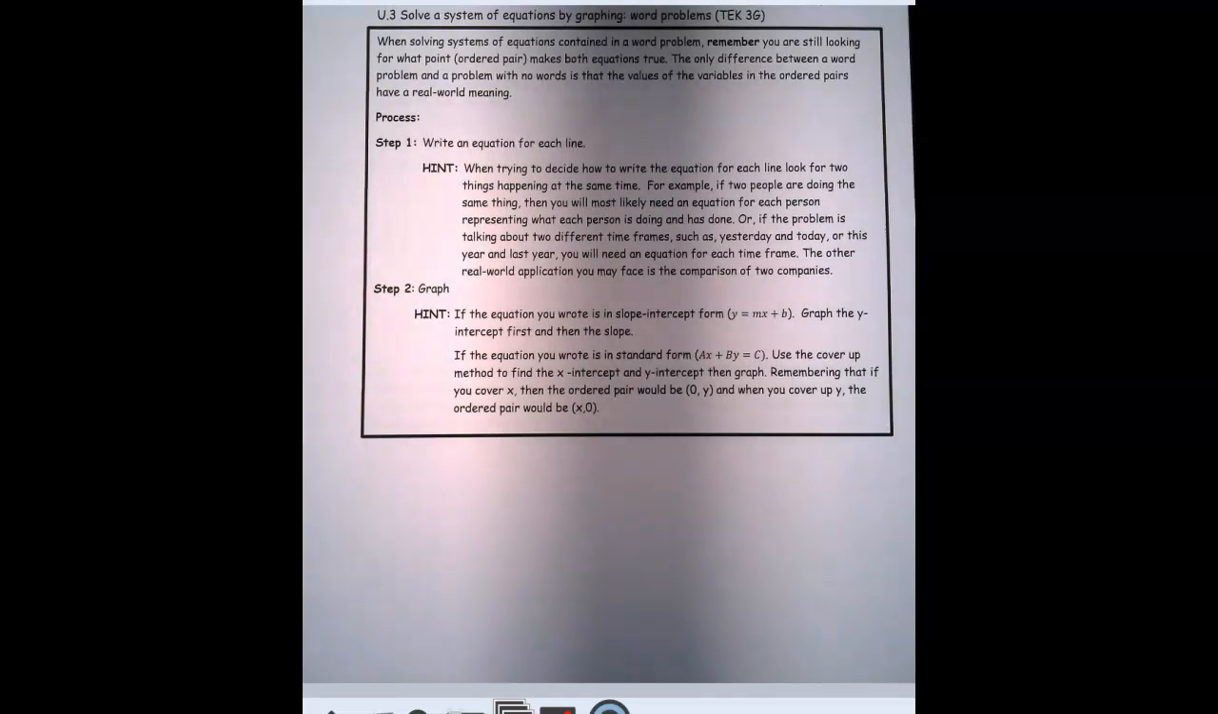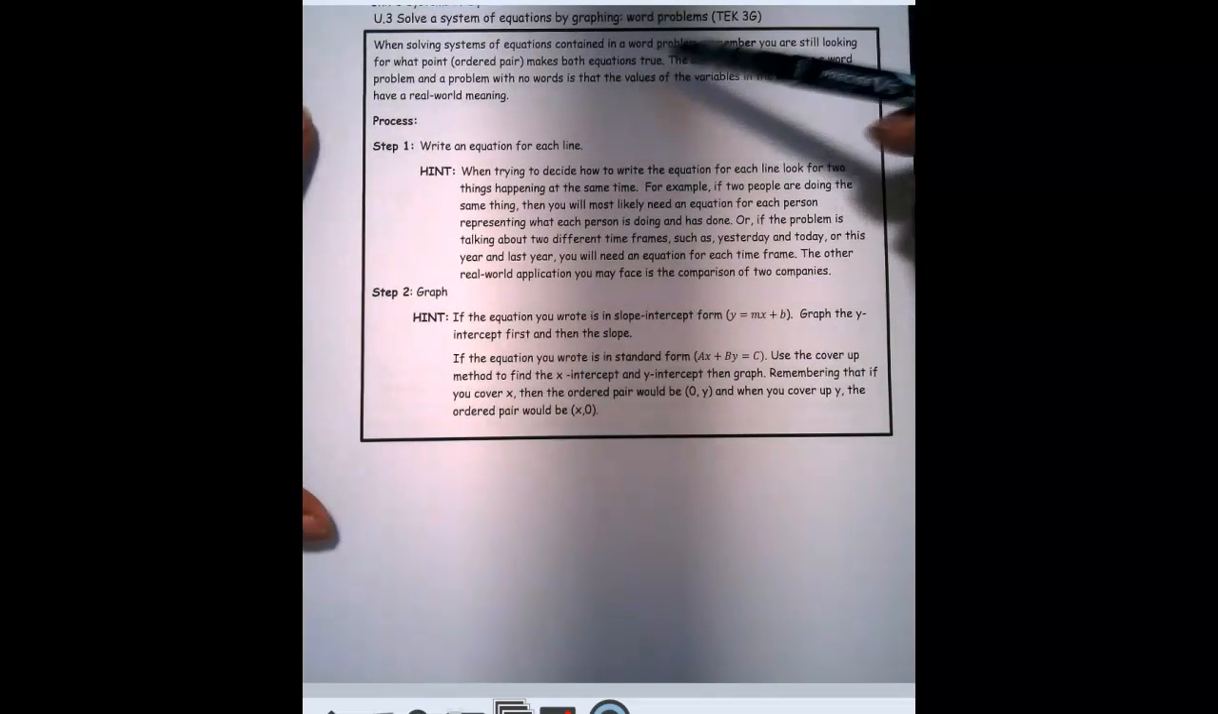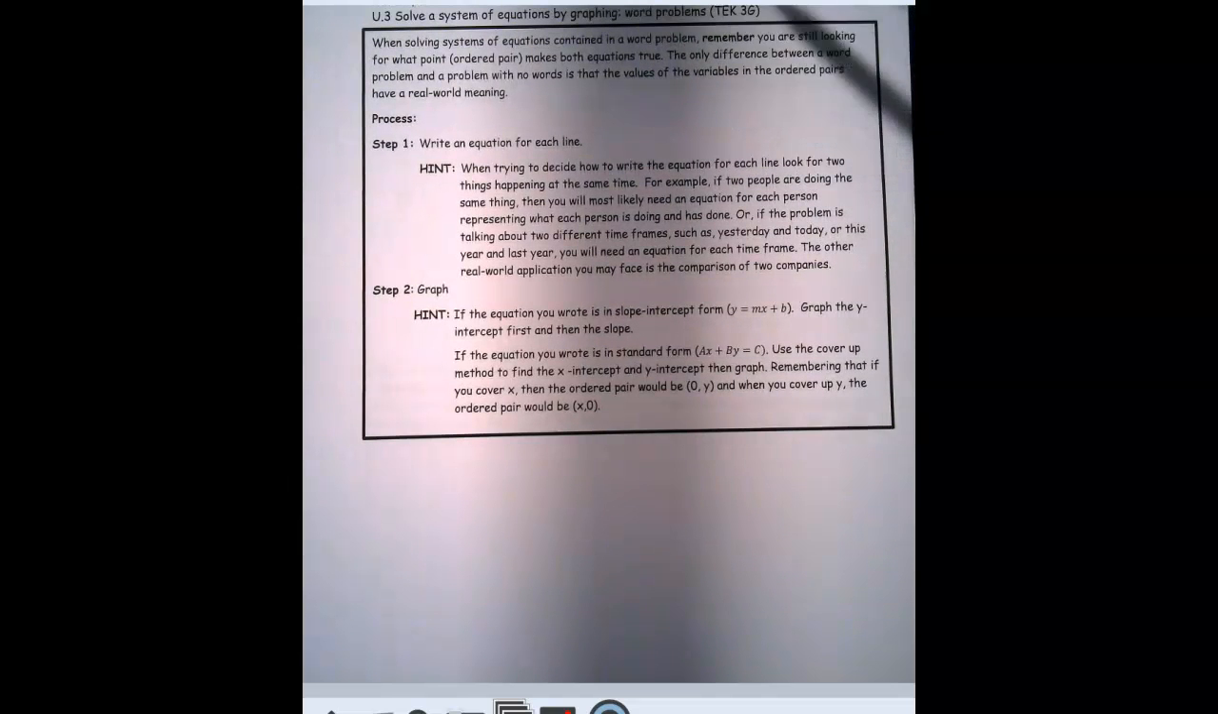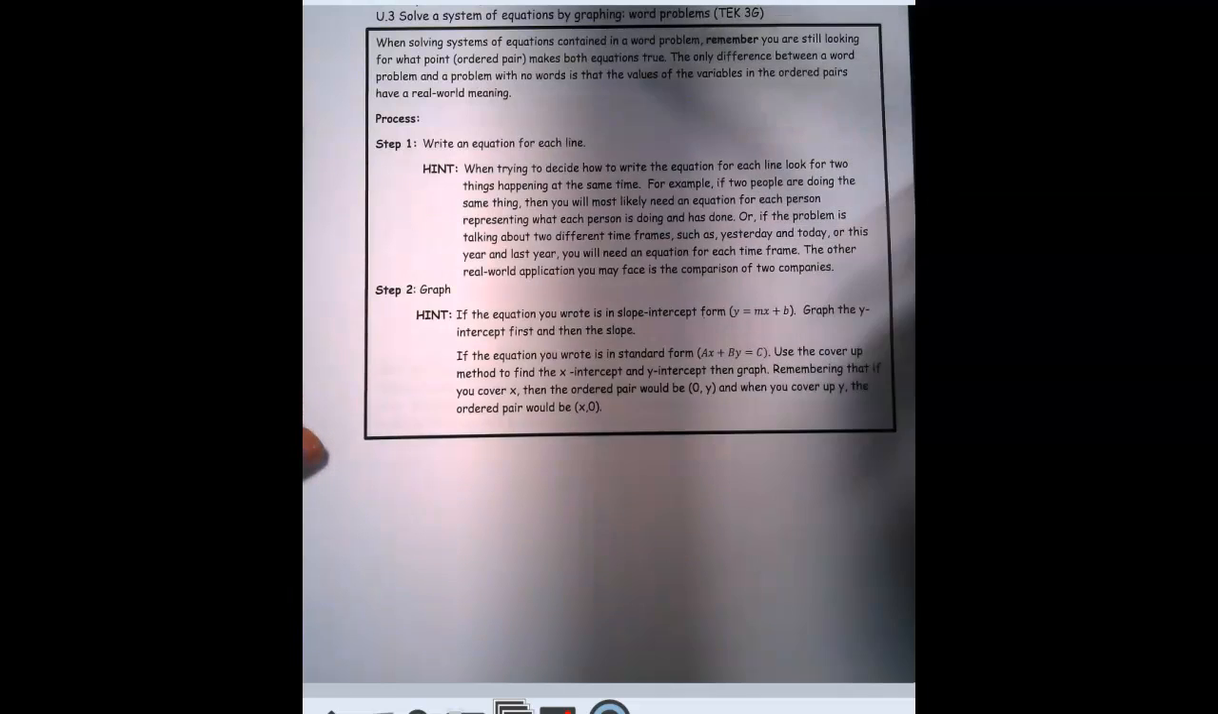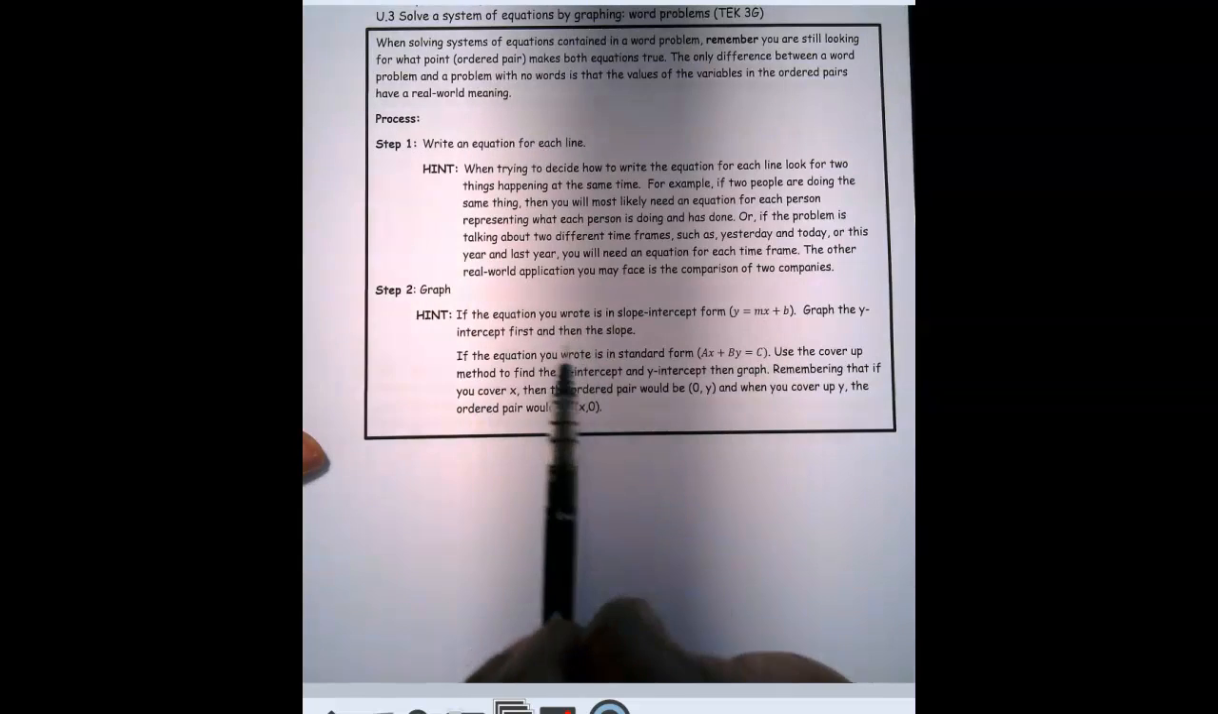Hello. Now we're going to talk about solving a system of equations by graphing. But what's special about this is we're going to do it this time with word problems. So I've given you a couple of notes and hints here.